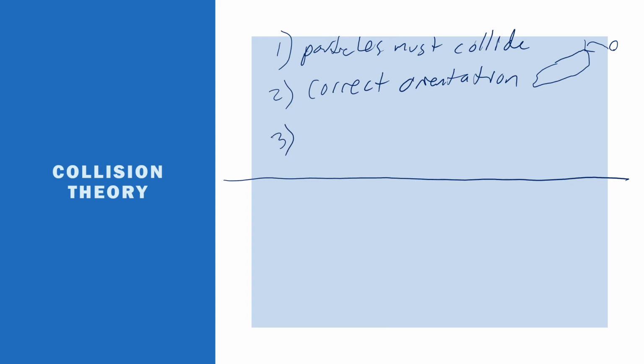And then the third aspect of collision theory is they must collide with enough energy. And we call that energy the activation energy. It's the energy required for the reaction to start. So they must have enough energy when they collide. So those are the 3 parts.